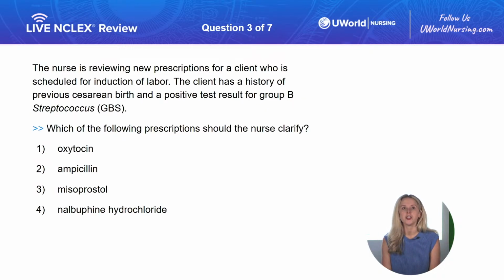Alrighty, question 3. The nurse is reviewing new prescriptions for a client who is scheduled for induction of labor. The client has a history of previous cesarean birth and a positive test result for group B strep. Which of the following prescriptions should the nurse clarify? Is it oxytocin, ampicillin, misoprostol, or nalbuphine hydrochloride?